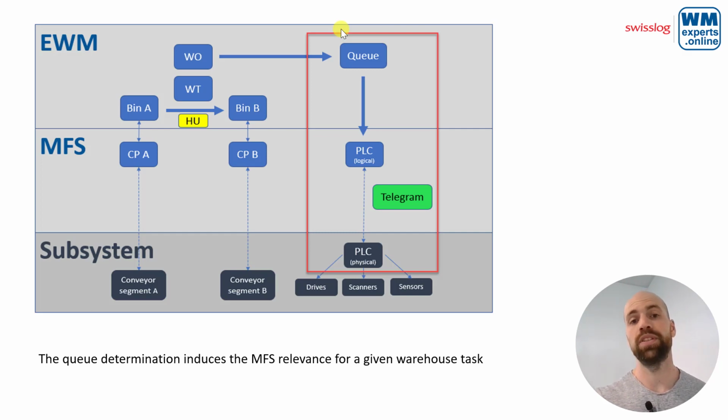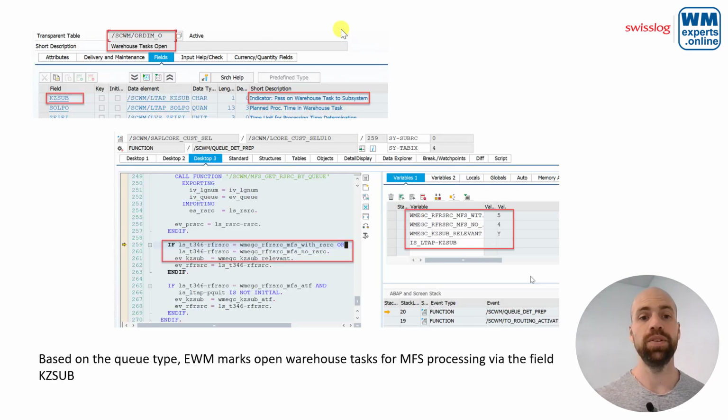So if a queue is customized to be relevant for MFS, then the tasks which are assigned to this queue will be flagged as being relevant to be passed to the subsystem. And we have a field here in the warehouse task table, which is KZ sub. And here you see, in function module q.prep, the determination of the relevance for the task.